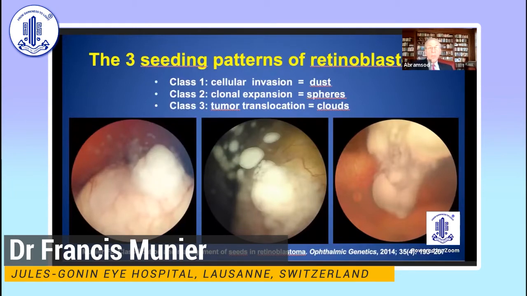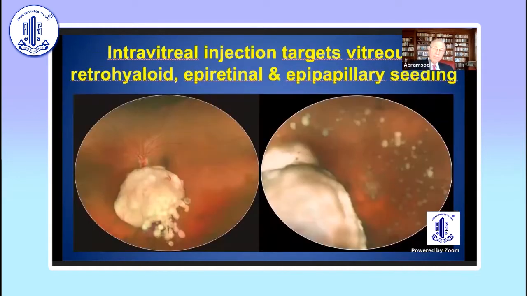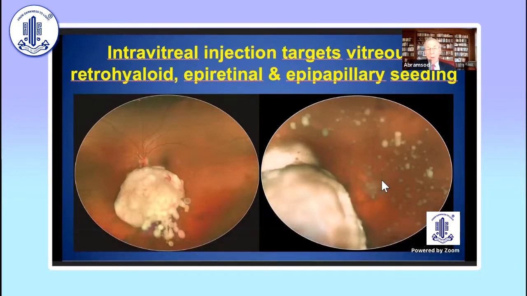This slide shows you the three seeding patterns of retinoblastoma: class 1 or dust, class 2 or spheres, and class 3 or cloud. Now, importantly, I would like to insist on the fact that intravitreal injection can target not only vitreous seeding, but also retrohyaloid seeding, as well as epiretinal and epipapillary seeding.